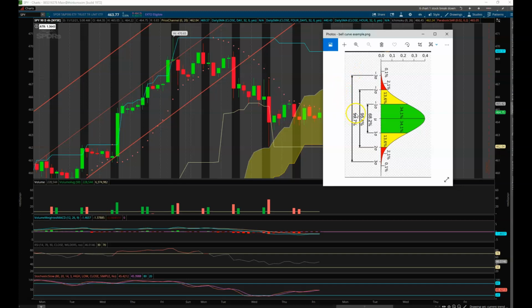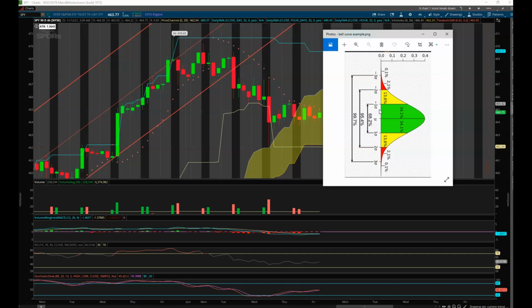So we could say that the best place to enter, statistically speaking, would be in the yellow and red area, because by entering in that yellow or red area, we have an 85 to 86% chance of returning to the mean area. So those are great statistical odds.